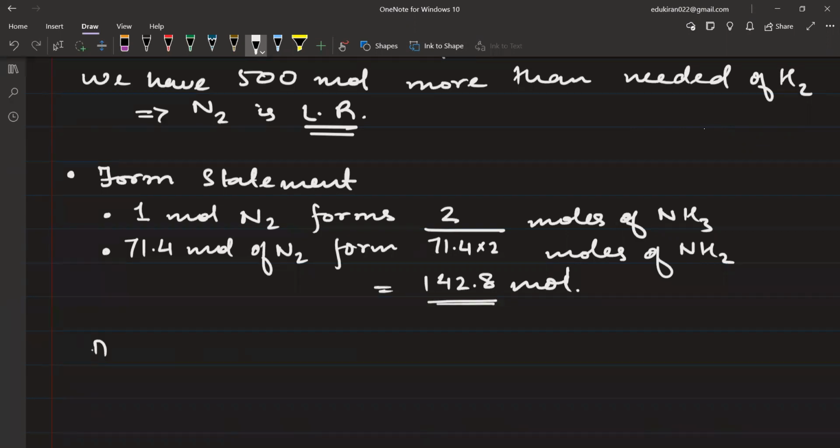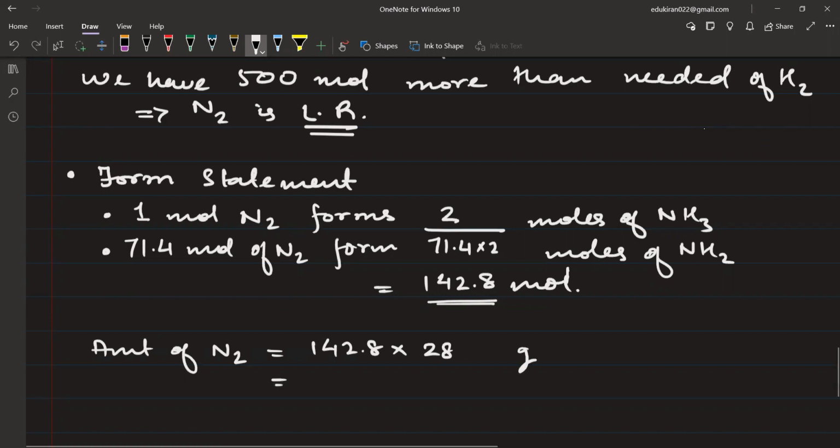I hope so. Amount of N2 is equal to 142.8 into the molar mass of nitrogen, which is 28. So this is in moles, in grams per mole. The answer will be in number of moles here. Okay. So if you multiply these two numbers, then I think you will be getting somewhere. I think Fahad has written 224.28.57 grams. Let me just confirm this. Oh, no. No, the multiplication से ये नहीं आ रहा answer.